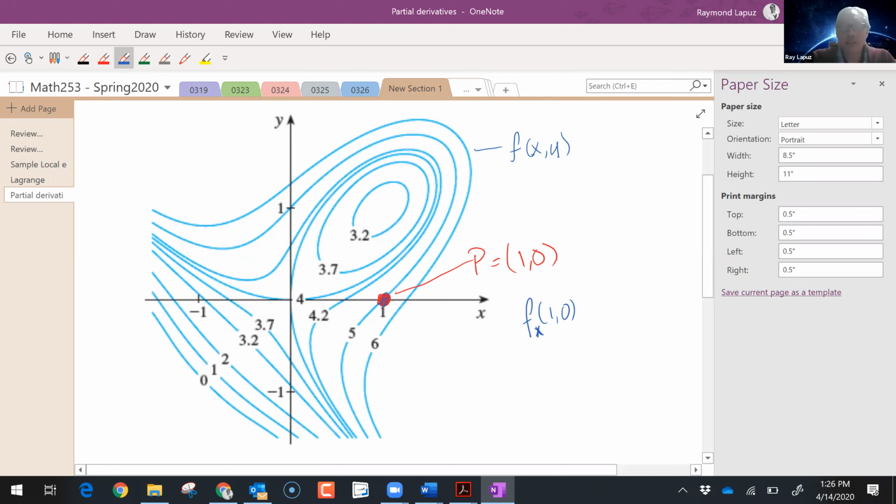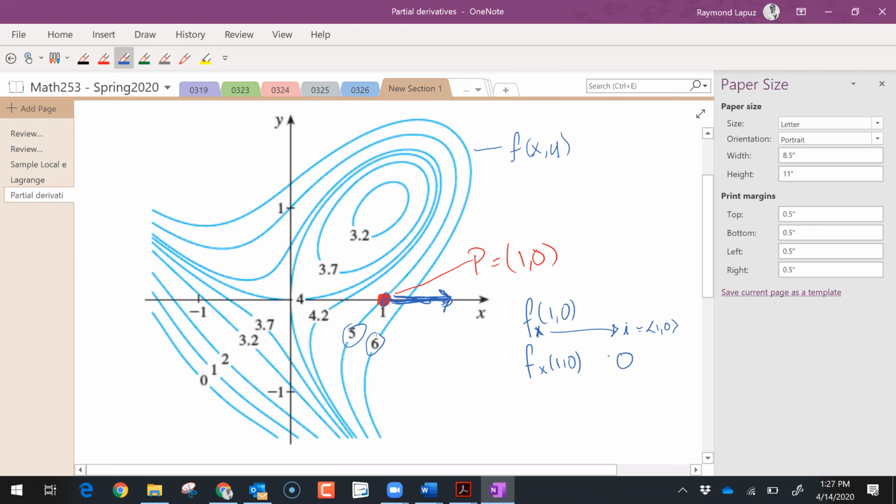So what you have to do is assume that your direction x is in the i direction, which is the vector 1, 0. That's like a directional derivative question, but it's really just a partial derivative. So it's going in this direction. That's the i direction. If you go in this direction, you're going to go from a level 5 to a level 6, right? So what can you say about f sub x at 1, 0? It's positive, right?